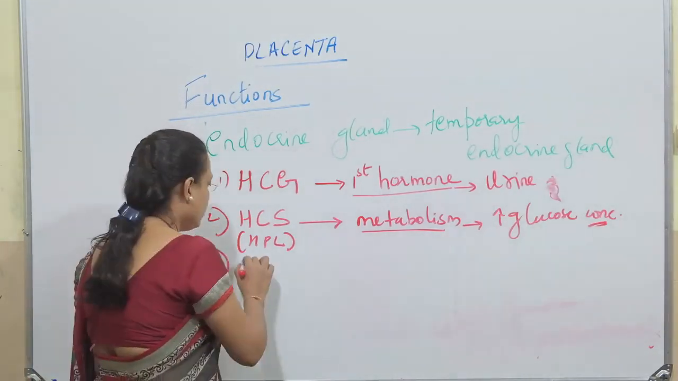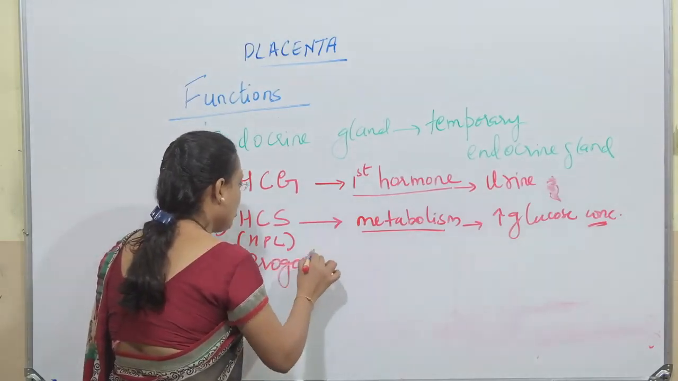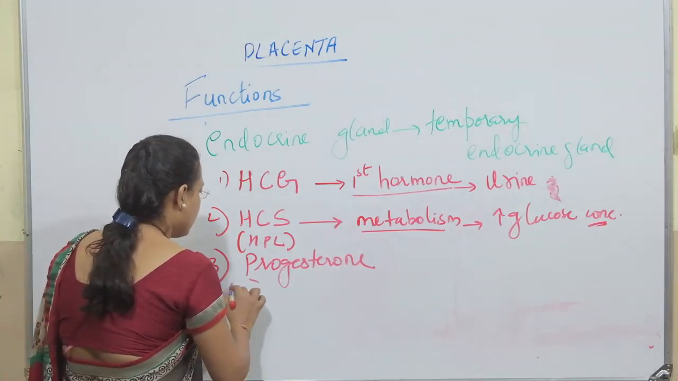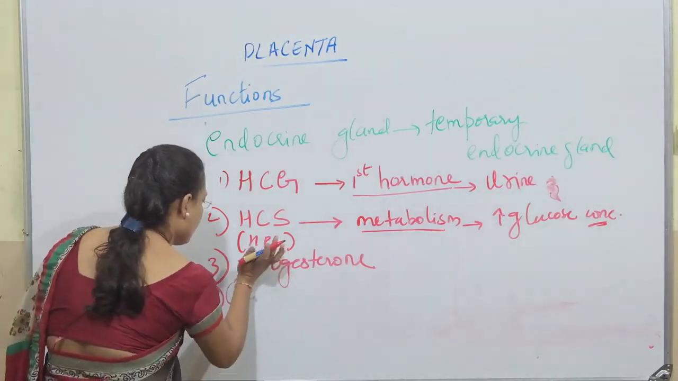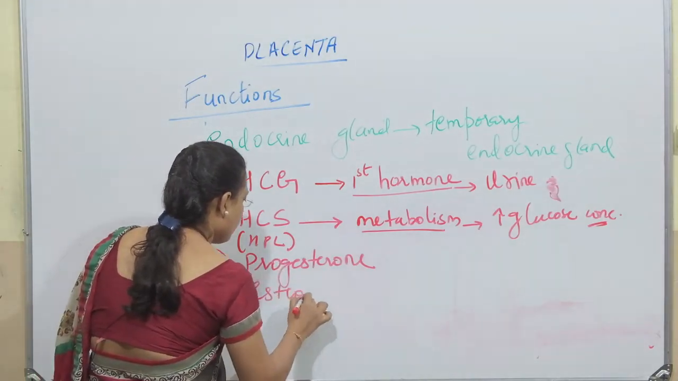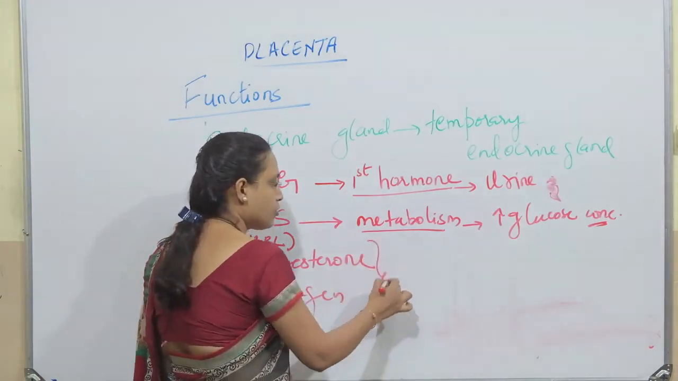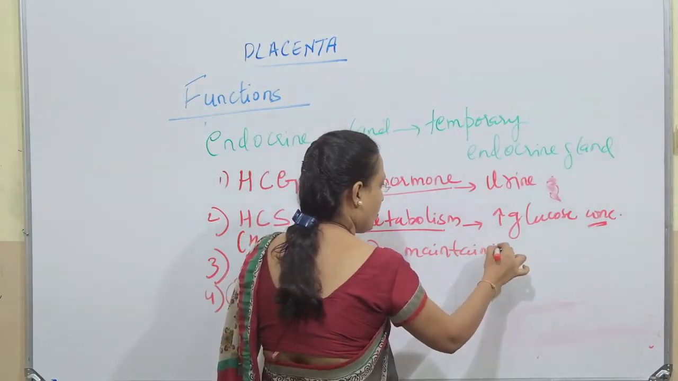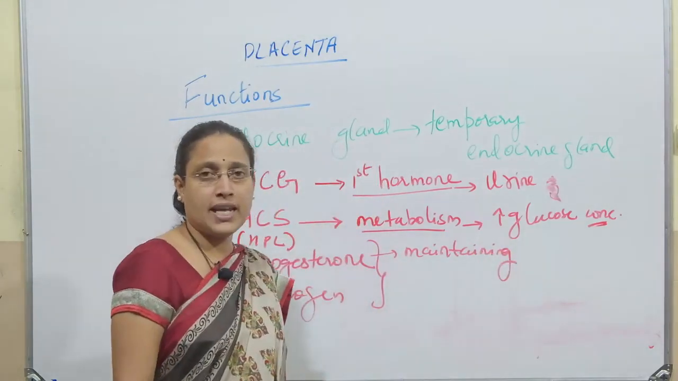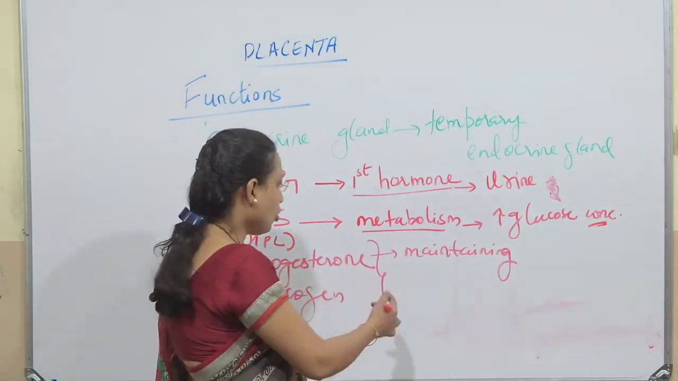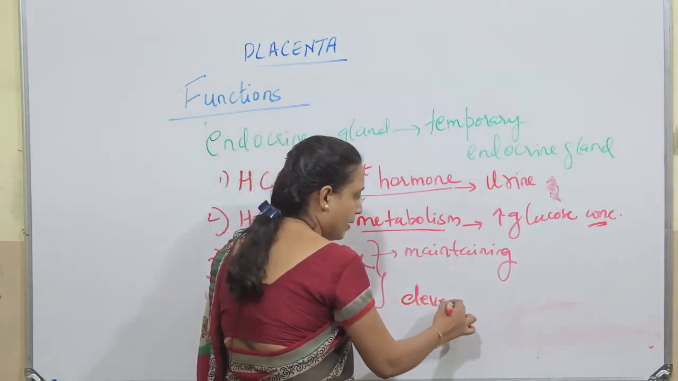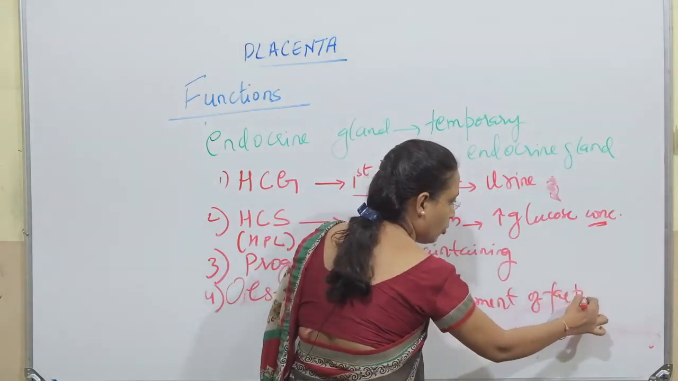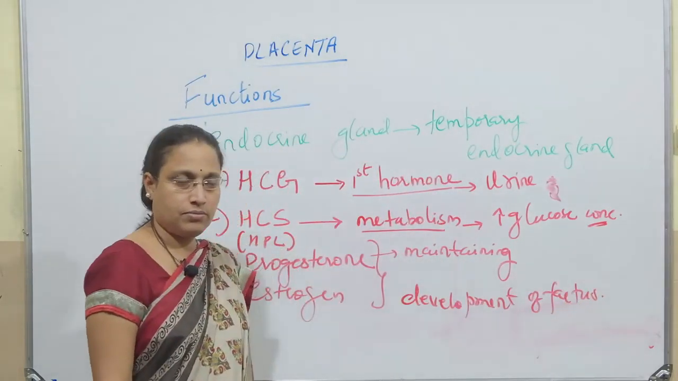The third hormone is progesterone, and one more hormone is estrogen. Progesterone, estrogen. For example, progesterone helps in maintaining pregnancy. Of course, both of them will help in development of the fetus. Overall, development of the fetus is due to progesterone and estrogen.